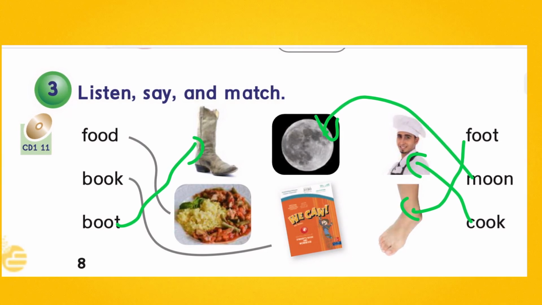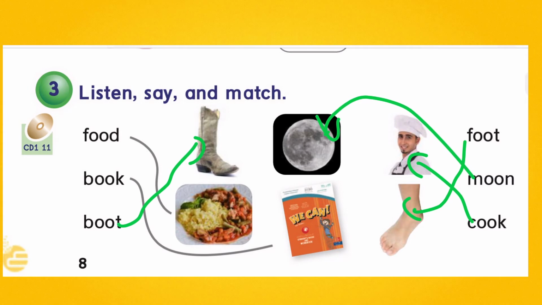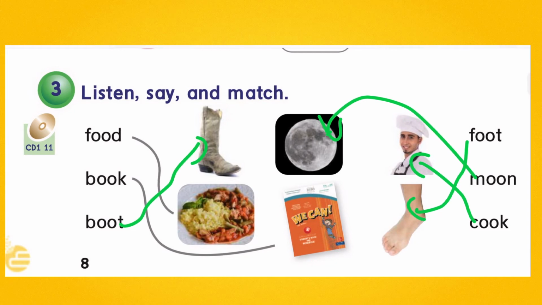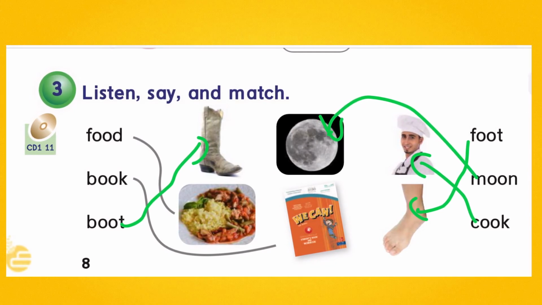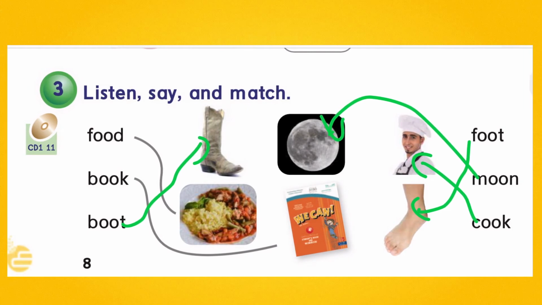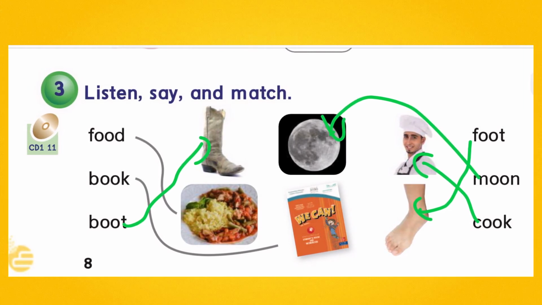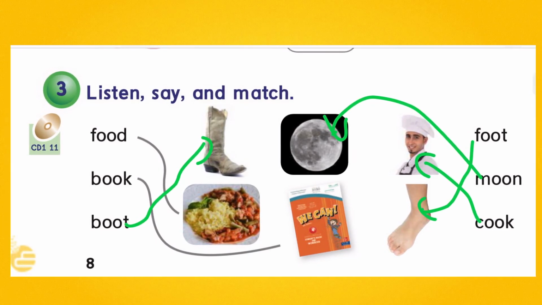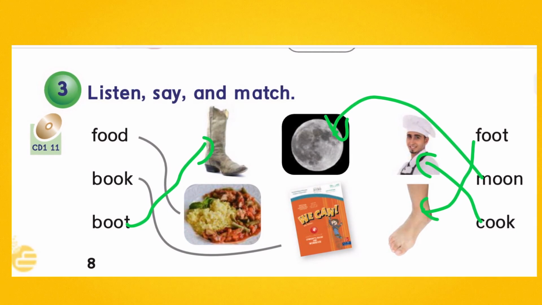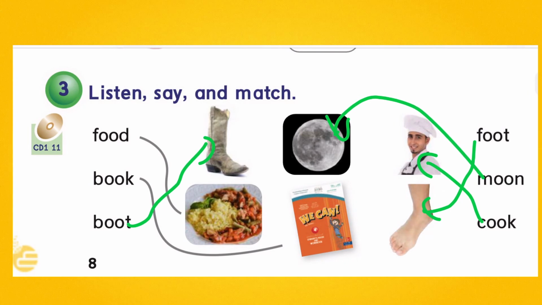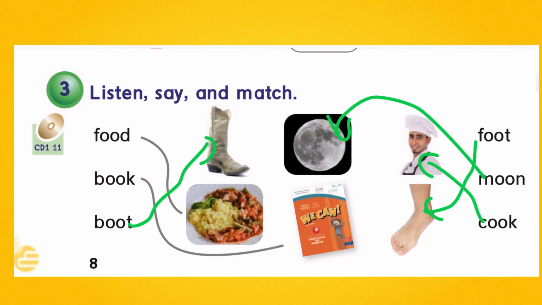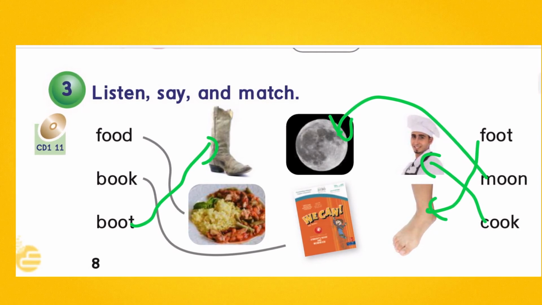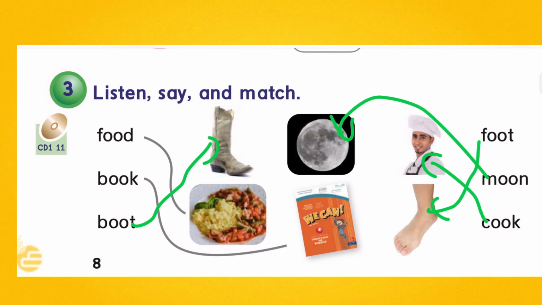OO says u, book, book. Food. Book. Boot. Foot. Moon. Cook.